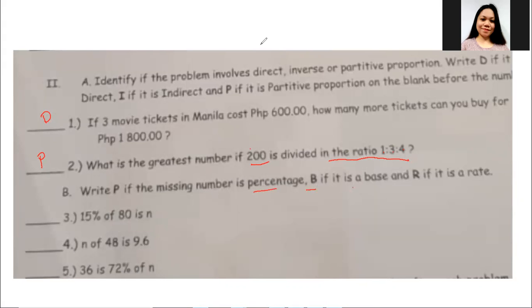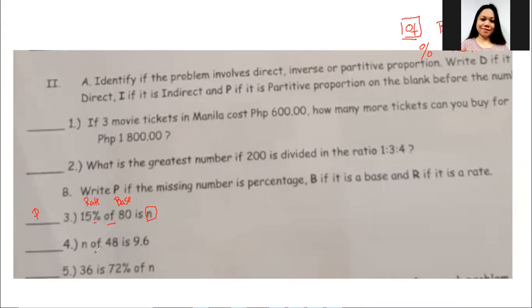Okay, so remember to review, after the word "of," that will be your base. Rate has some kind of percent next to it, and the other one is the percentage. So 15%, this is percent, that's your rate. This is the "of," so therefore this is your base. So therefore this one right here is your percentage.